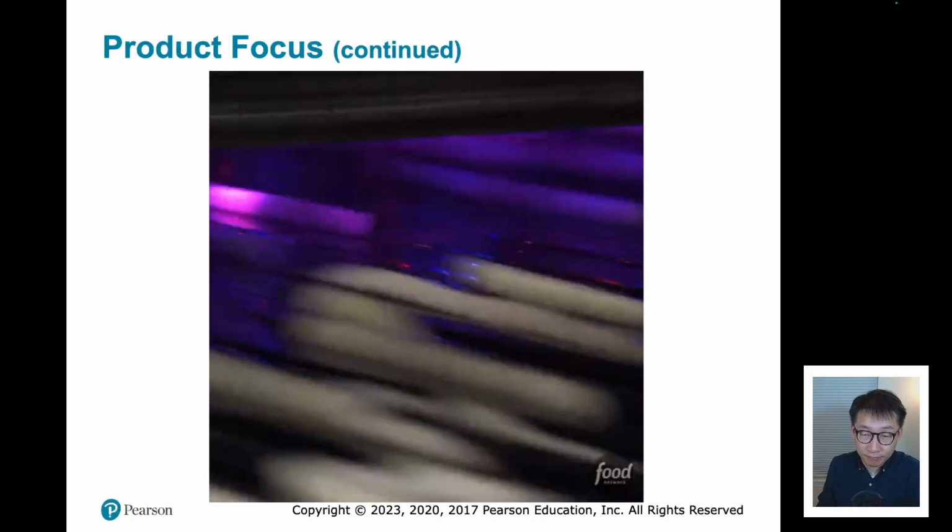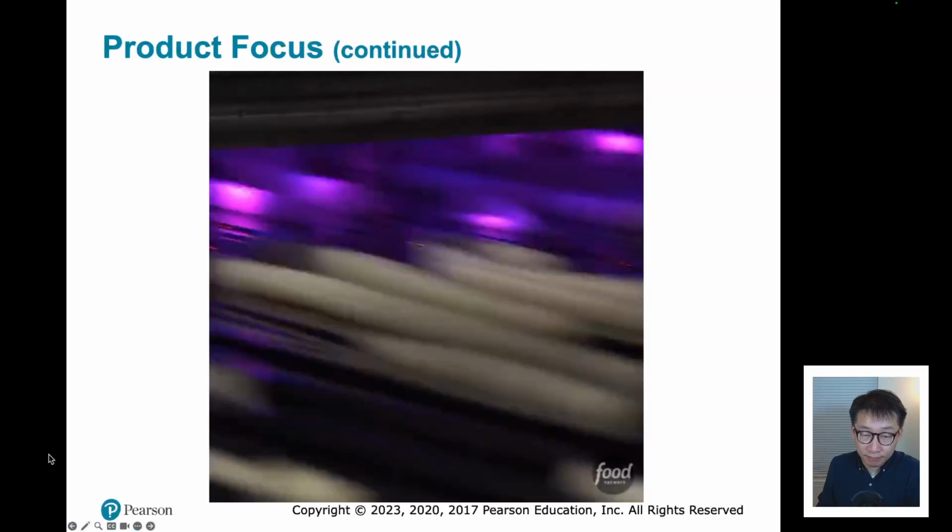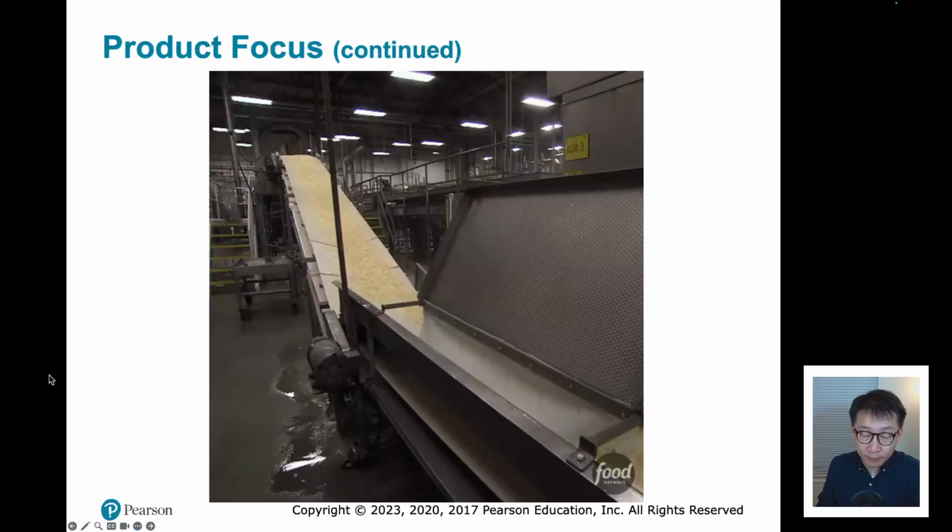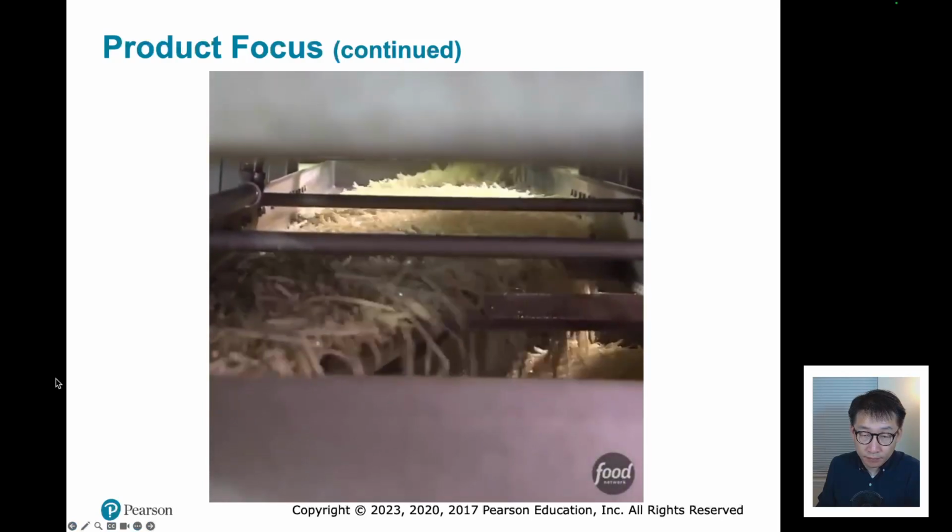Optical scanners look at each and every potato strip, searching for blemishes. The machine automatically snags any fry with a fault. The cooking process does the rest.